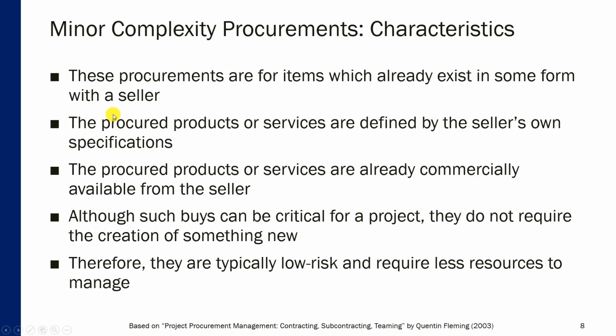It's just a matter of the buyer understanding which product fits their needs and whether any minor modifications need to be done. So the procured product is something that already exists. So the product or service is already commercially available from the seller. Although such buys can be critical for a project, a particular type of generic hardware or software is critical for a project, they do not require the creation of something new. Okay, and because they don't require the creation of something new, they typically have lower risks and require less resources to acquire. So that's why those procurements are called minor complexity procurements, not major complexity procurements.